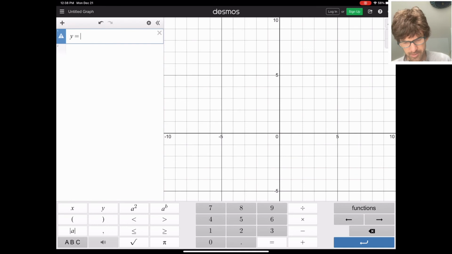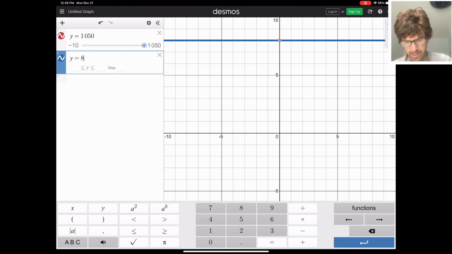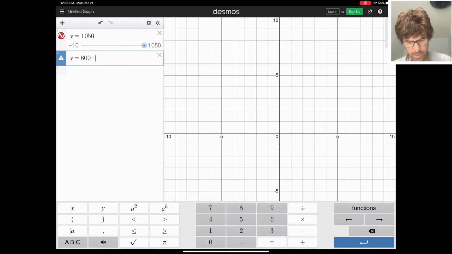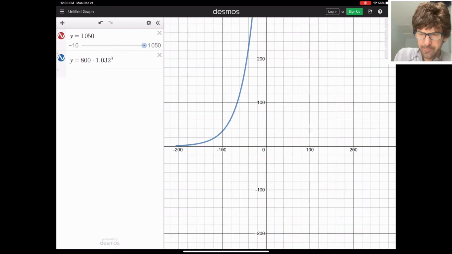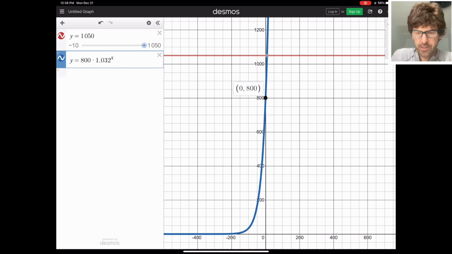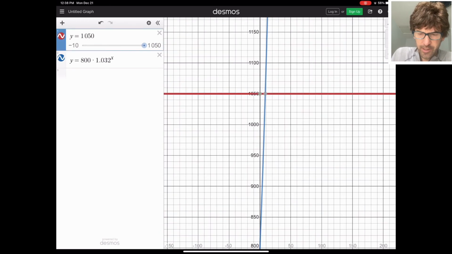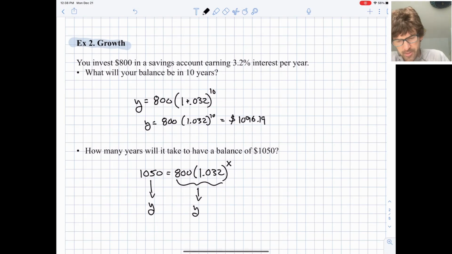So our initial amount is y equals 1050, and then our growth equation is y equals 800 times 1.032 to the x. Okay, and we're going to be looking at just where those functions intersect. I'll zoom out quite a bit. You can see our growth function right there. You can see it does have a y-intercept of 800. And you can see that it intersects the horizontal y equals 1050 line at x equals 8.633. So using Desmos, we can determine that x equals 8.63 years.